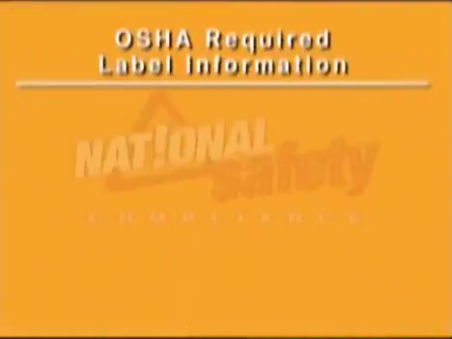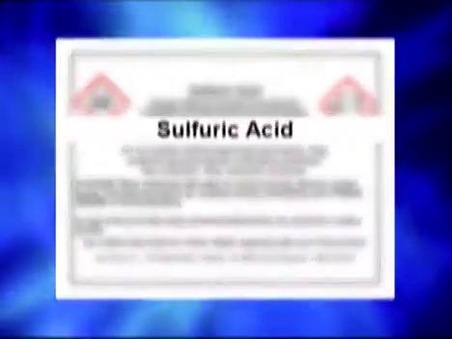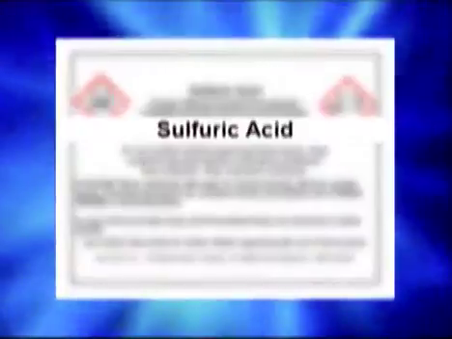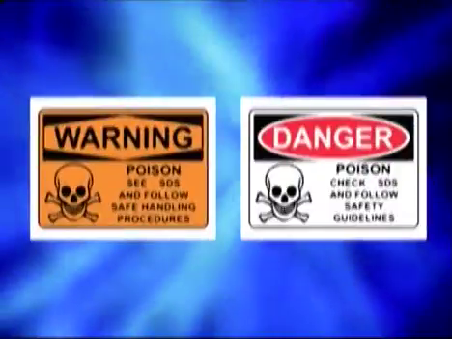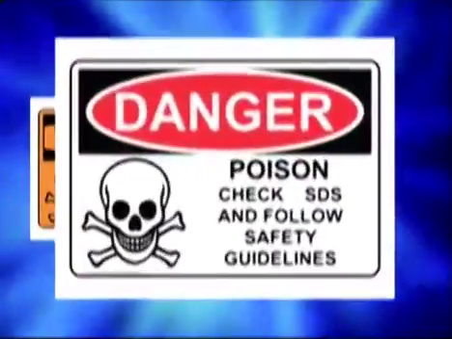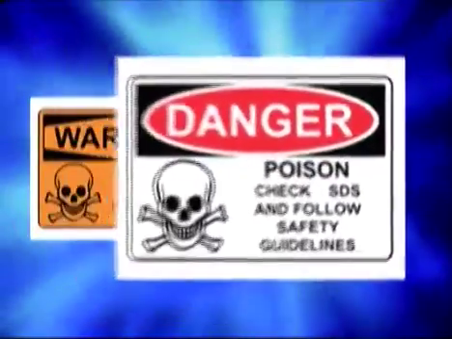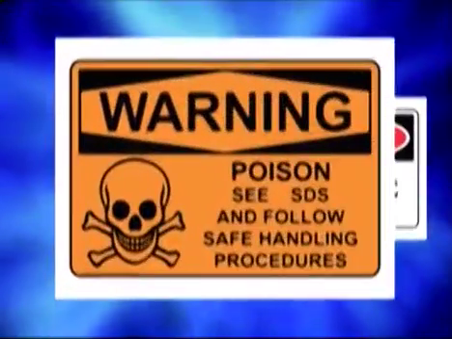OSHA requires the following label information: Product Identifier. This is the unique name or number used to identify a hazardous chemical. Signal word. A word used to alert employees of a potential hazard and its relative level of severity. The two signal words used are danger, used for more severe hazards, and warning, used for the less severe hazards.